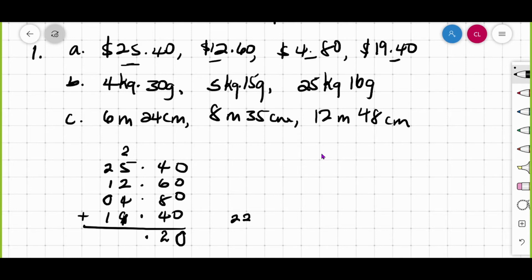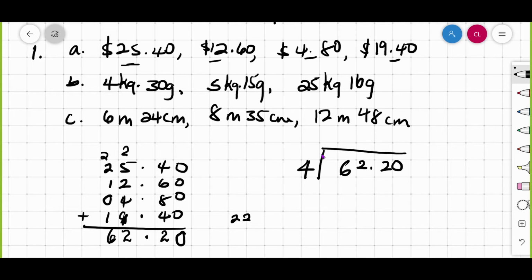20. And 20 and 2 would give us 22 again. So I'm going to write 2 and carry 2. Let's go. 1 and 1 would be 2. 2 and 2 would be 4. 4 and 2 would be 6. So the total that I get is $62.20. Now if I have $62.20 and I had 1, 2, 3, 4 things, I need to divide this by 4 in order to find the average. Clear?